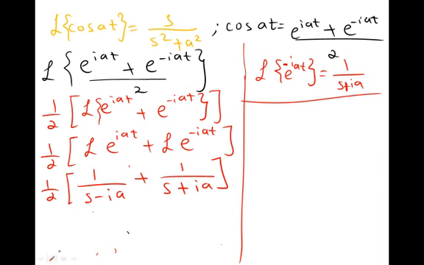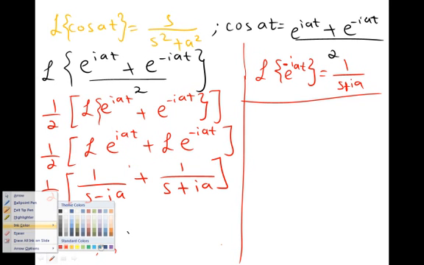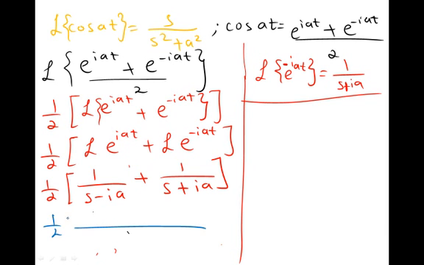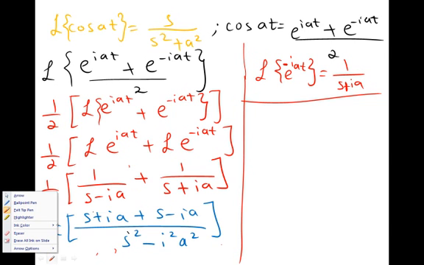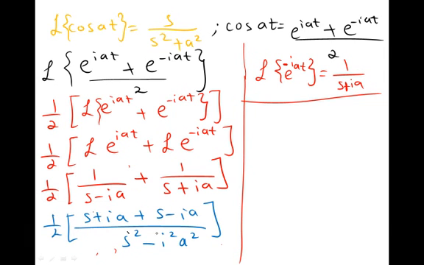Now I'm going to go for the least common denominator, which is s squared minus i squared a squared, and here s plus ia plus s minus ia. And please here don't forget that i squared means -1, so this negative is going to be changed to plus because i squared equals -1. So it will be s squared, minus with minus going to give me plus a squared.